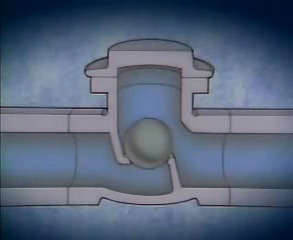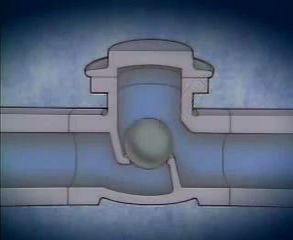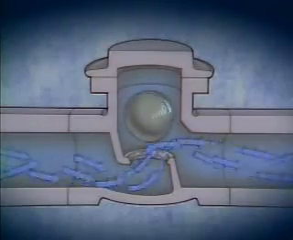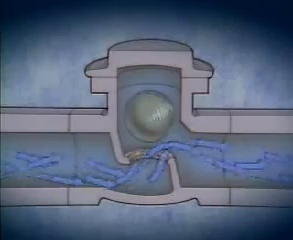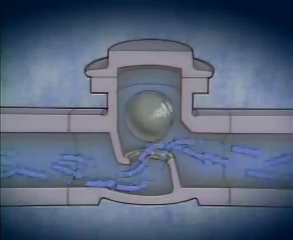As its name indicates, a ball check valve has a ball-shaped disc. Ball check valves can be designed to operate in either the vertical or the horizontal position. In this example, the valve operates horizontally. When fluid flows through the valve, the ball is pushed out of the seat by the pressure of the flow. As the ball is lifted, it also rotates in the fluid flow.